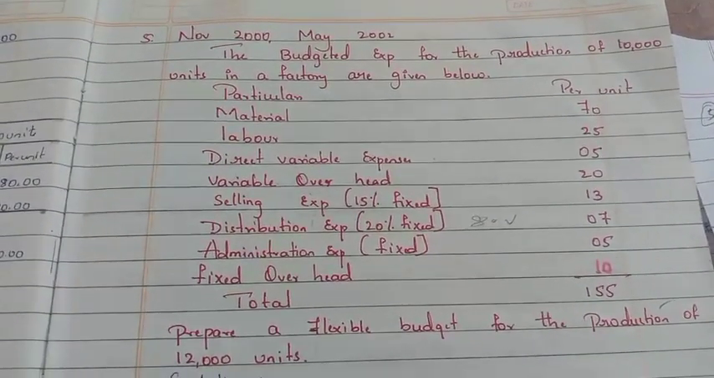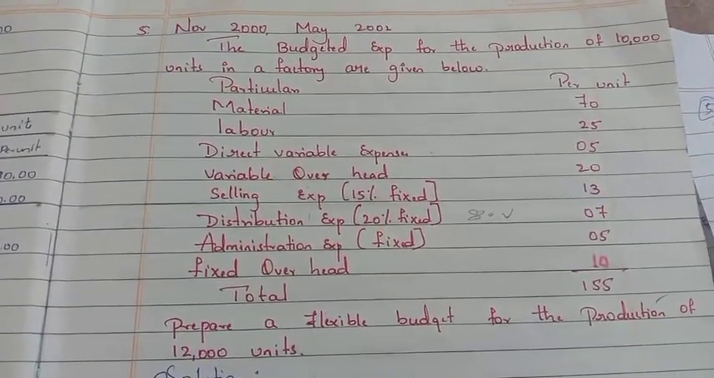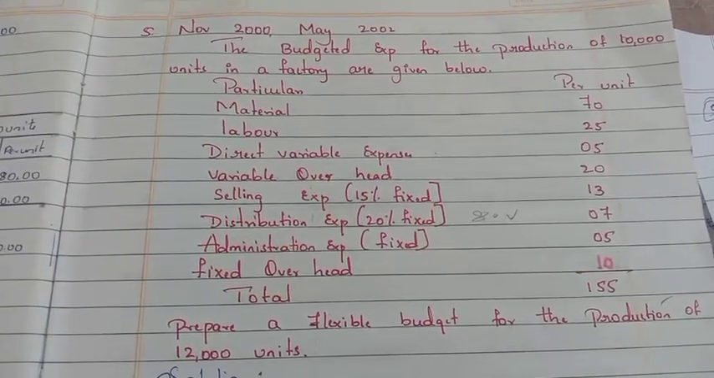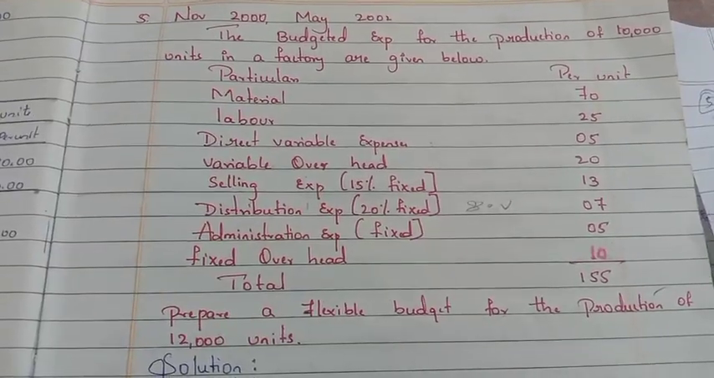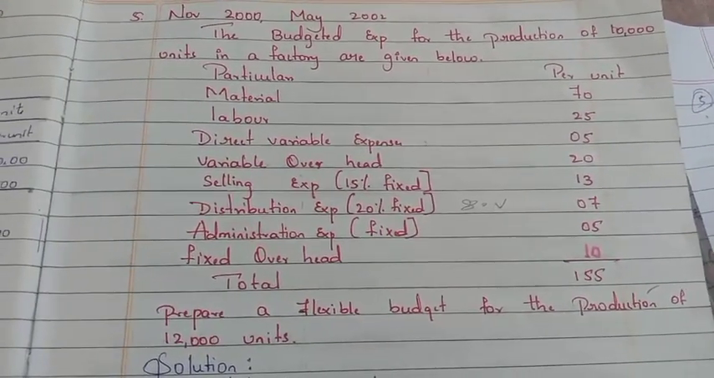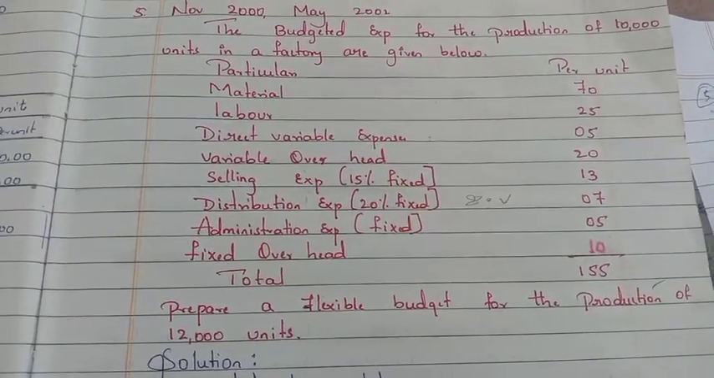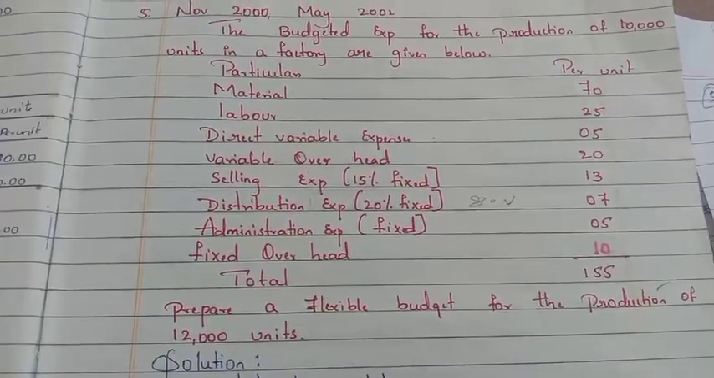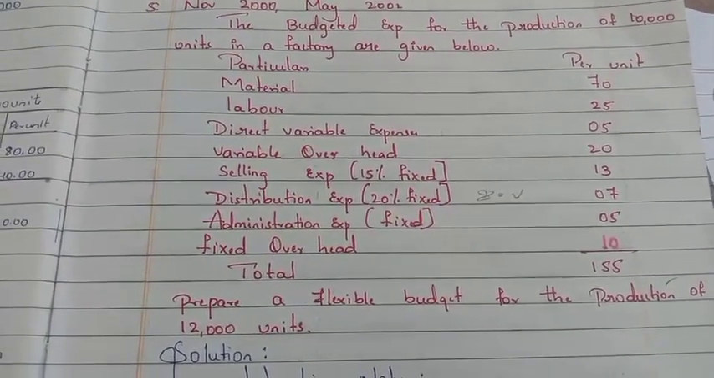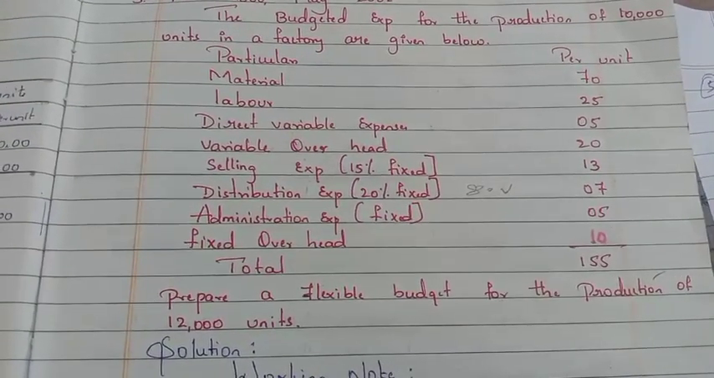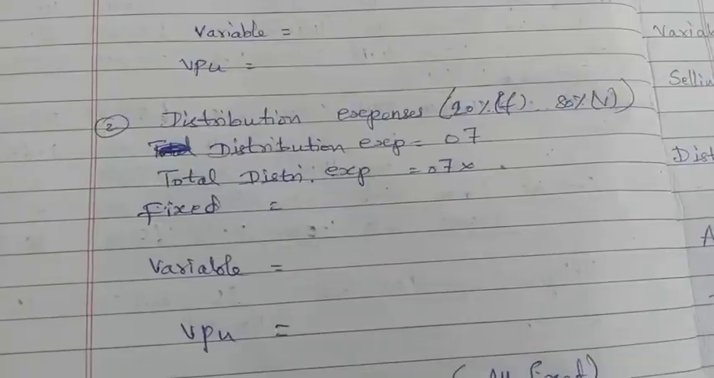Administrative expenses fixed, that means all administrative expenses is fixed. So we have to multiply 5 into 10,000, 50,000. Same 50,000 should be taken to the other column, amount column, because fixed means amount is constant, rate is variable. Fixed overheads, again fixed means amount is constant. So 10 into 10,000, we calculate 1 lakh, and that 1 lakh will be taken to the other total column. Prepare flexible budget for the production of 12,000 units.